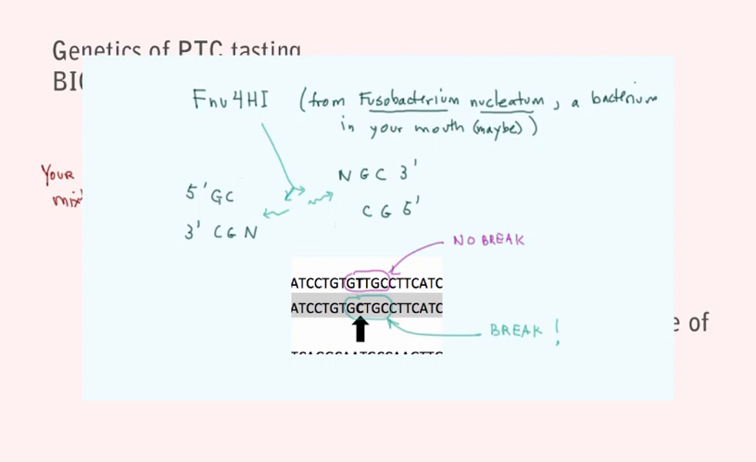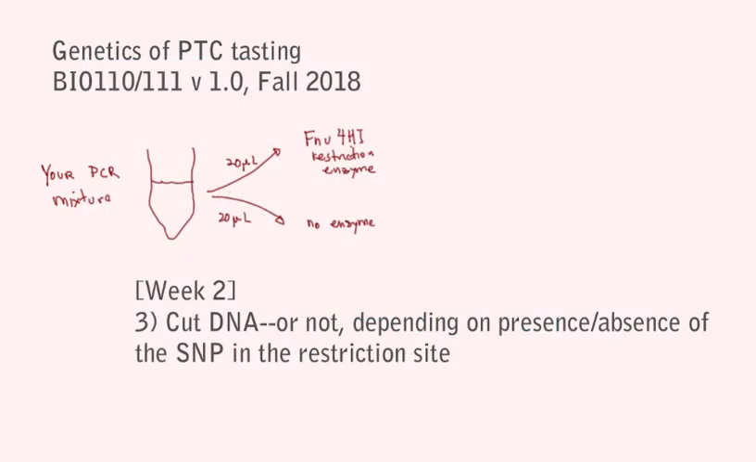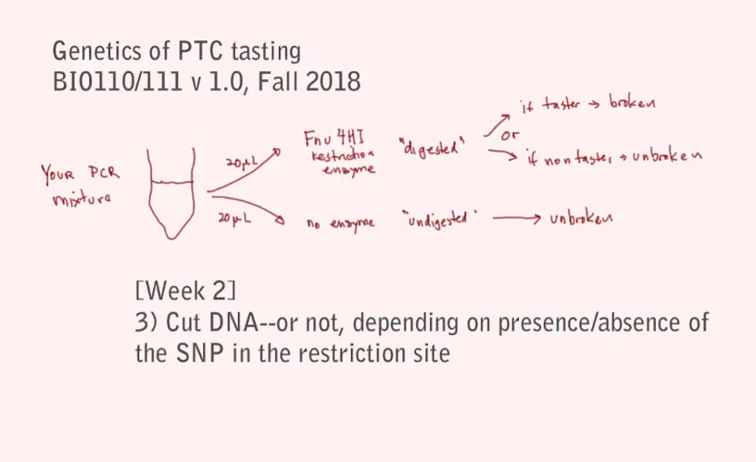Consequently, the digested sample of the taster's gene will have 2 shorter fragments of DNA, whereas the non-taster as well as the undigested sample that didn't get the enzyme will show just a single longer fragment. By the way, the non-taster should show no differences between the digested and undigested samples because it lacks the restriction site.